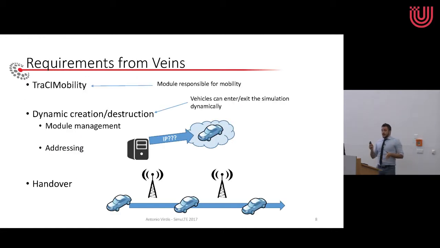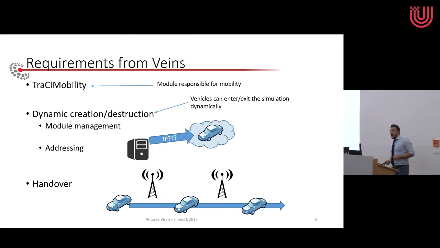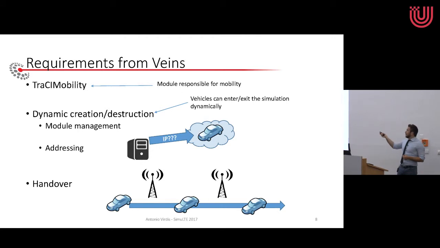So, at this point, we have on one side SimuLTE, which provides connectivity for cellular communication, and on the other side we have Veins, which provides the means by which we can simulate vehicular networks. So what are the requirements from Veins that we need to satisfy in order to interoperate with it? First of all, we need a traffic interface mobility, which is a module from Veins, responsible for implementing the mobility within the system.